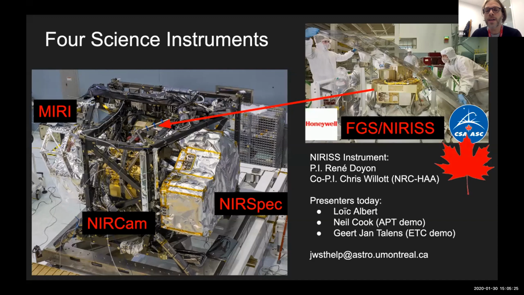So why in Montreal are we talking to you about James Webb? It's because Canada has built one of the 4 science instruments on board James Webb. We've built the Fine Guidance Sensor and NIRISS. It's there in the instrument rack along with MIRI, NIRCam, and NIRSpec, built by our partners in this project. The PI of the instrument is René Doyon in Montreal, and so we're very proud to see it.